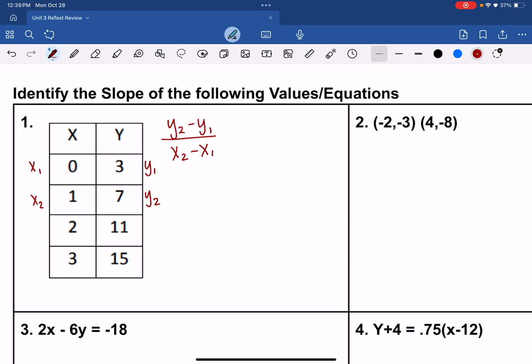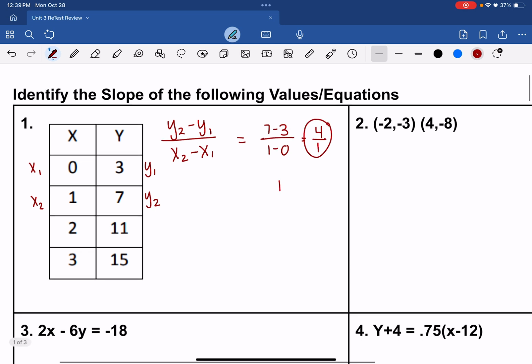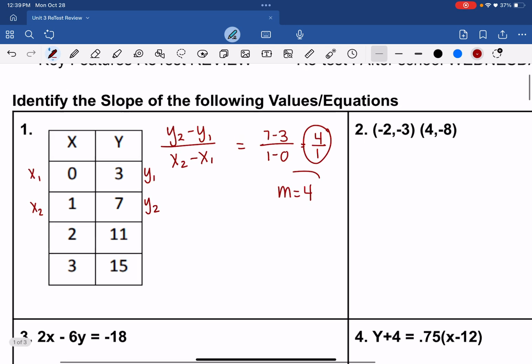Because it's y2 minus y1, I'm going to do 7 minus 3. And on the bottom of the fraction is x2 minus x1, so it'll be 1 minus 0. 7 minus 3 is 4. 1 minus 0 is 1. 4 divided by 1 is 4. So the slope of this table is 4.